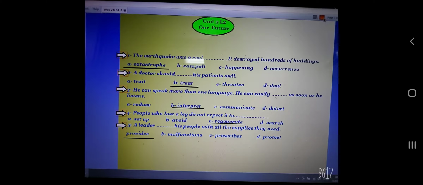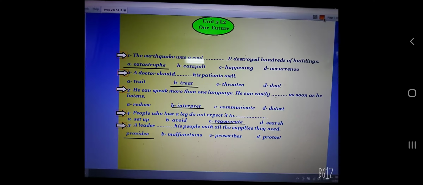Today we are going to talk about Unit 5, Lesson 2, Our Future. First, let's begin with our revision. Number 1. The earthquake was a real catastrophe. It destroyed hundreds of buildings. So, the right answer is: the earthquake was a real catastrophe.